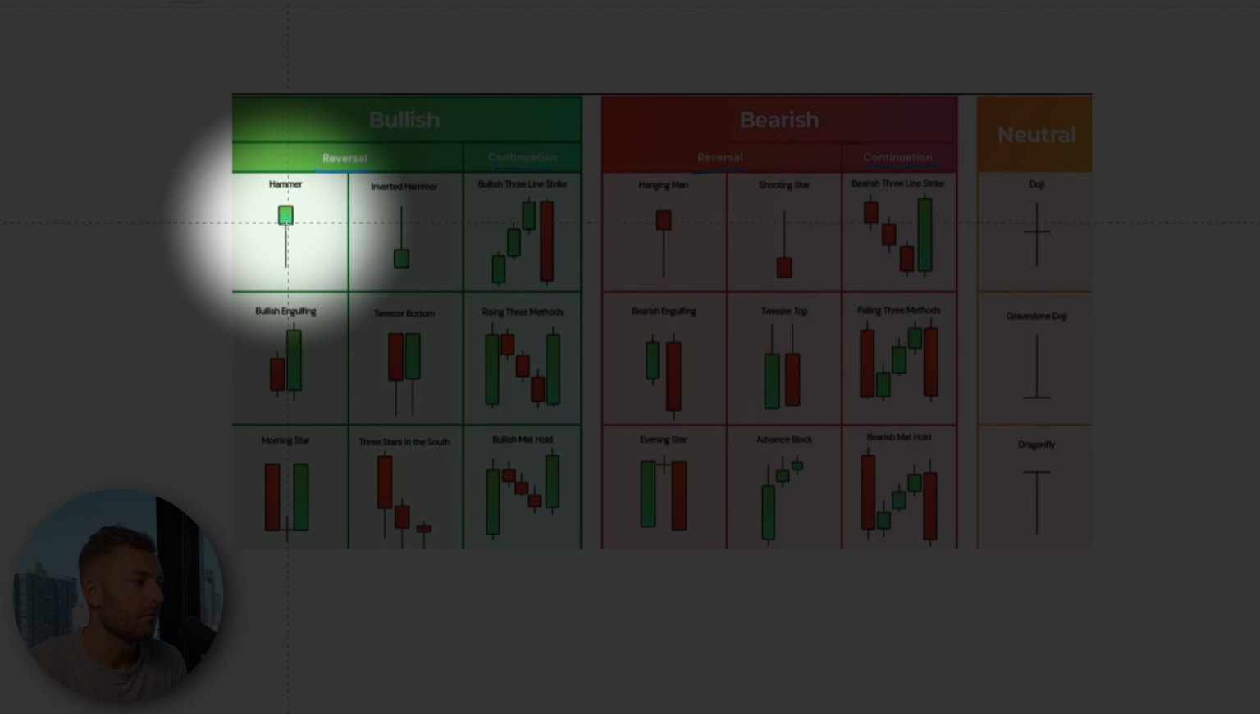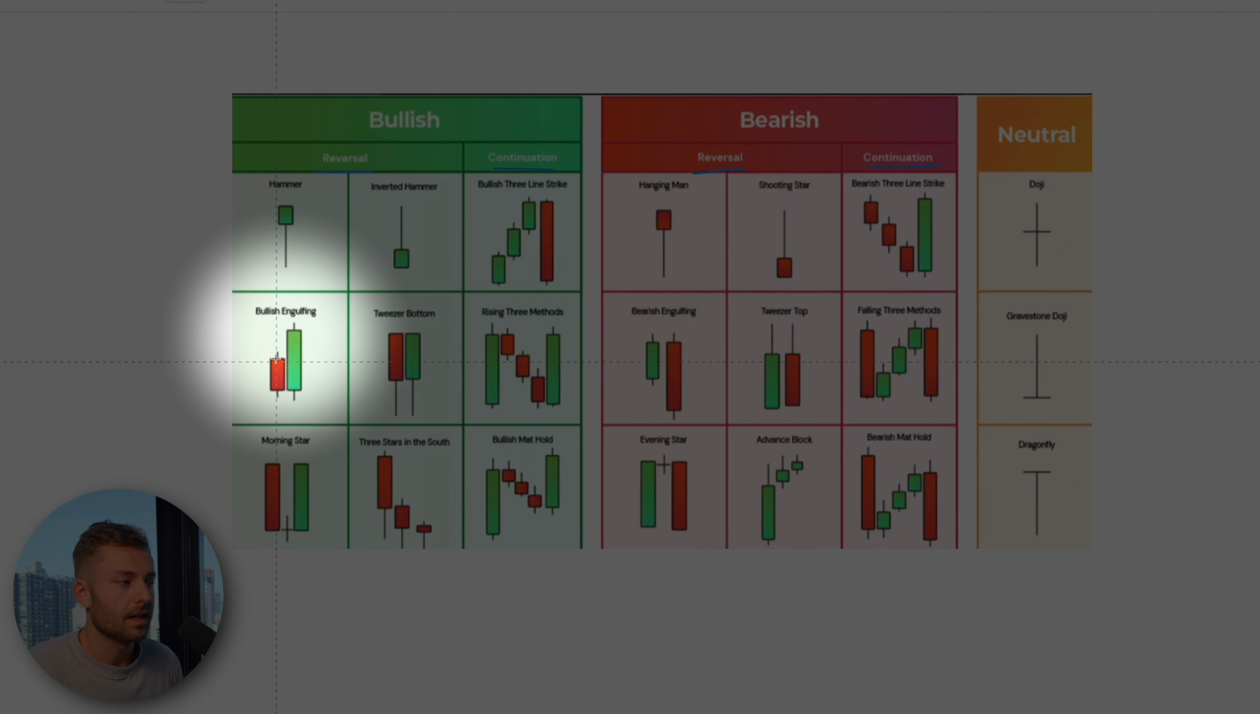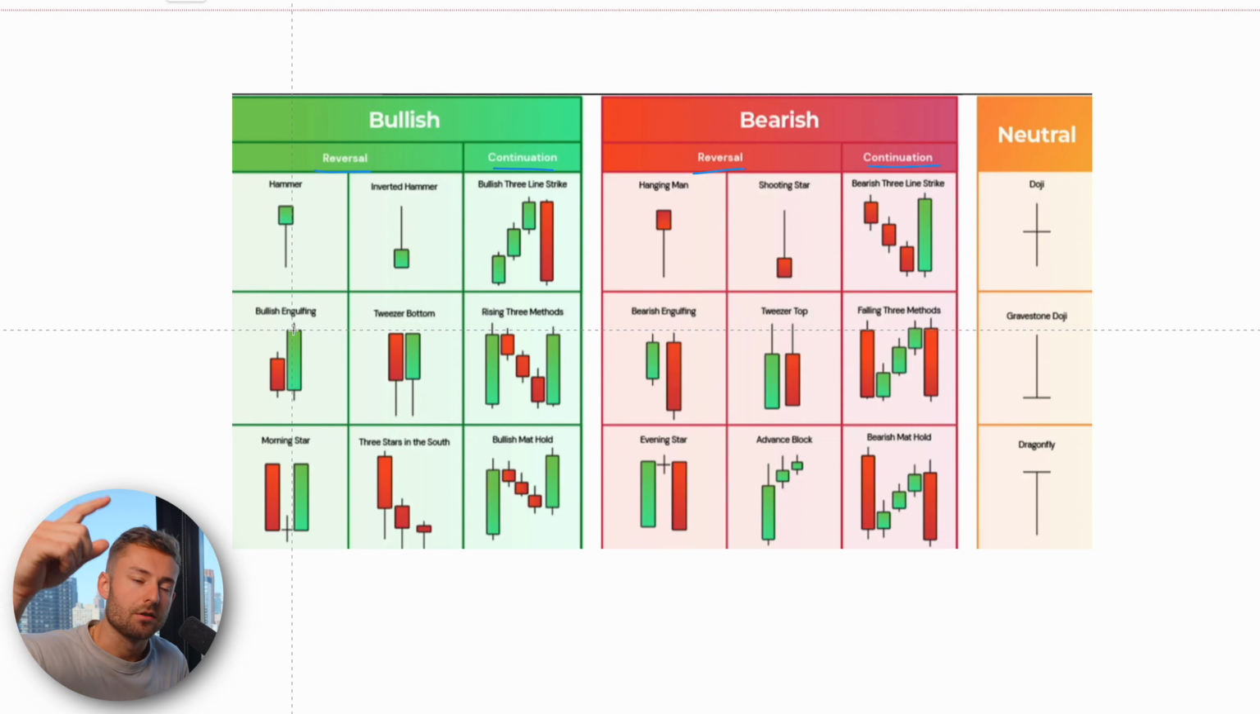Okay, so if we look at a hammer candle, that means that price opened here, attempted to push lower, and then ended up closing higher, indicating that price attempted to make a lower push and is now reversing to the upside. Bullish engulfing candle, we have a bearish candle, an equal bottom open, and a positive thick body candle close, indicating a potential reversal to the upside.